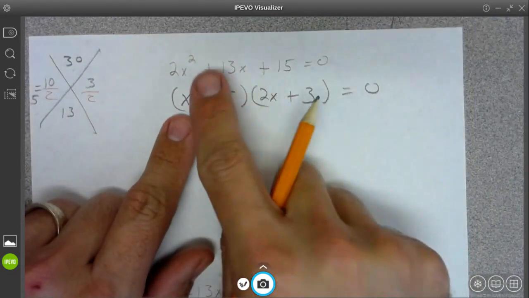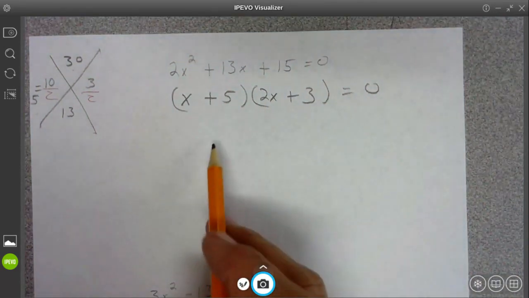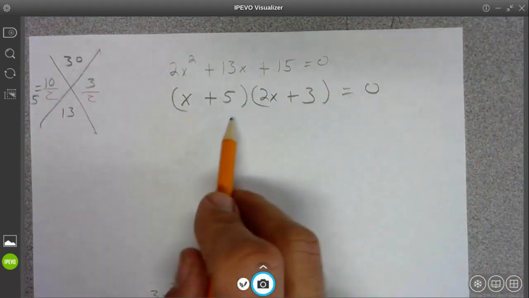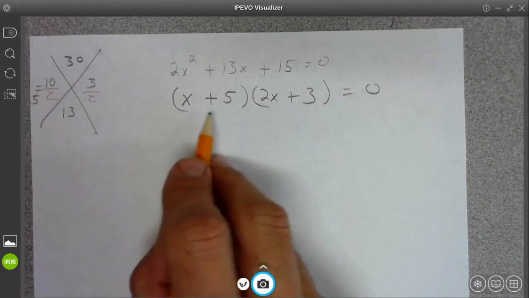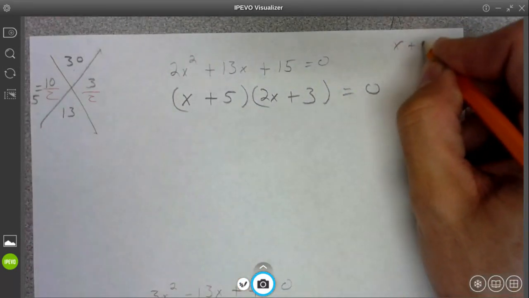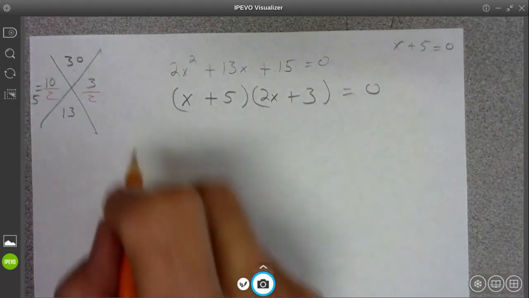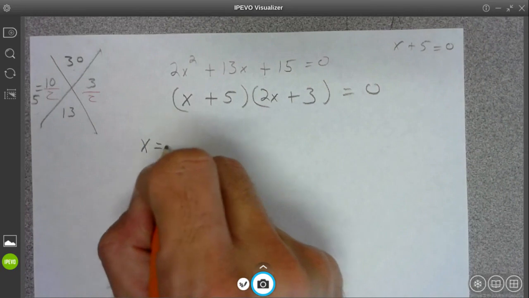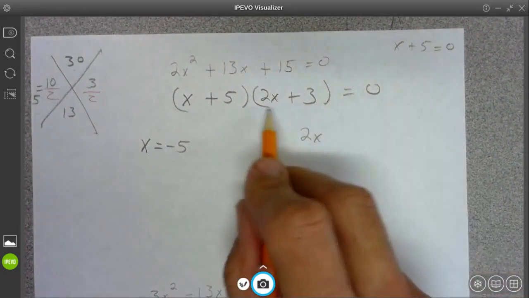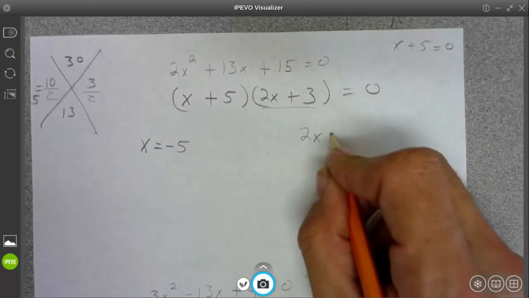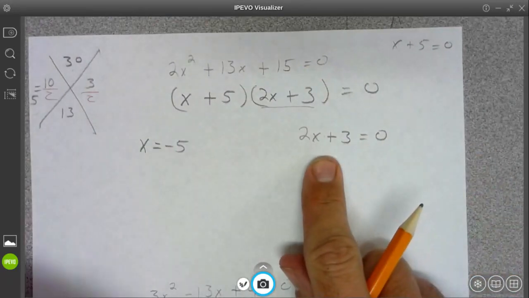Same signs. They're both positive. Works out. To solve the equation now, you'll just set these factors equal to 0 and solve. So if you did x plus 5, you're just going to get negative 5 for your answer. So x equals negative 5 is one answer. And then you're going to take this factor, and we're going to set that equal to 0. And we'll solve for the x.